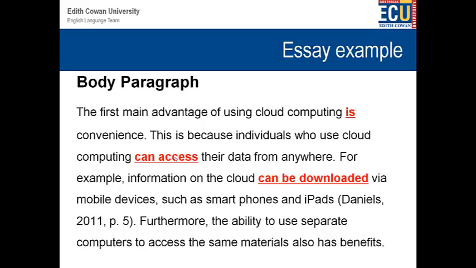After that, we're using can access. So we're using the modal verb can plus the next verb, and the verb here is access. For example, the next one: information on the cloud can be downloaded. So can is a modal verb plus be downloaded. Now downloaded is a past participle. Be plus past participle gives me the feeling that it must be passive. Now the information can't download itself, so yes, it must be passive.